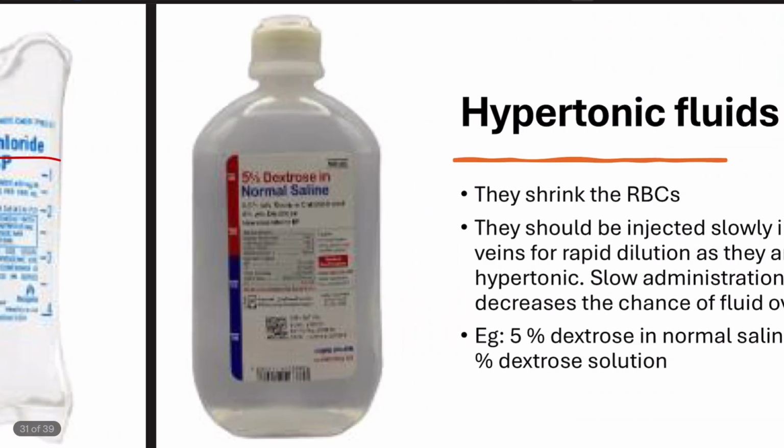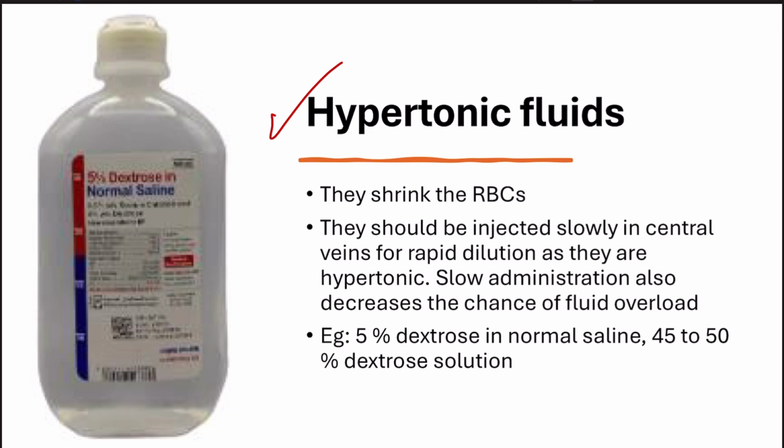Now coming to the final category, that is the hypertonic fluids. As you can see here, it is 5% dextrose in saline, that is 5% dextrose in normal saline. So since they are hypertonic in nature, they are going to pull water out of the RBCs, leading to shrinking of the RBCs.